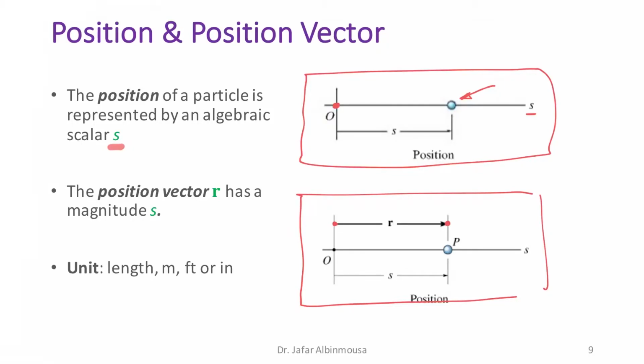And that vector has a magnitude of S, but its direction is pointing, its arrowhead is pointing toward the particle position P. So this is called the position vector. And as you will see later, we are going to use the position vector to determine the displacement, and then the velocity, and then the acceleration.